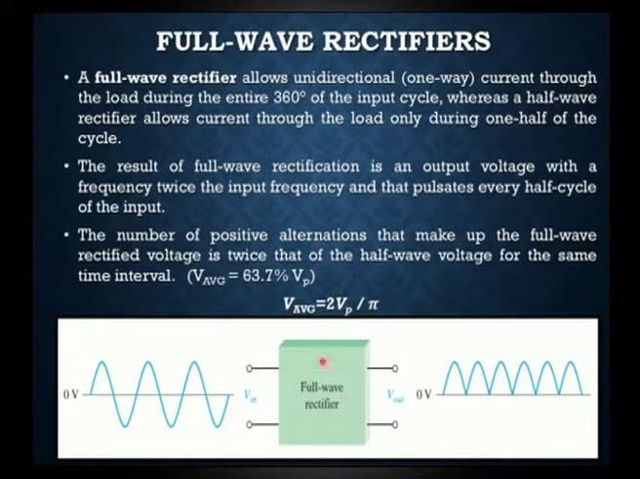And the average voltage of the output for a full wave rectifier is V average equal to 2 Vp divided by pi. The 2 Vp is because we get 2 cycles, that is why it is 2 Vp divided by pi, and we can also say it is 63.7 percent of the peak voltage. The average voltage will be 63.7 percent of the peak voltage.